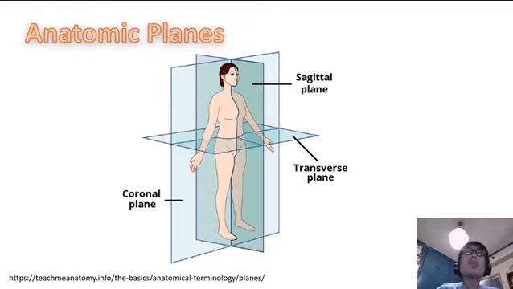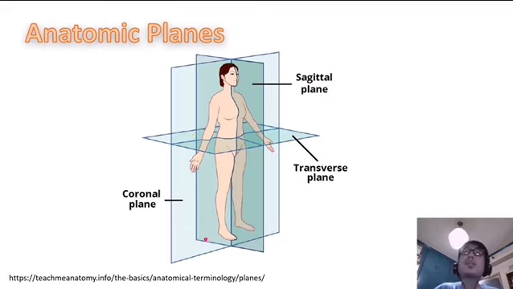Next, there are three so-called imaginary planes which run through the human body in the anatomic position. These are the anatomic planes. First, the transverse or horizontal plane is a plane that runs across the body. This is the most common cut used in CT and MRI scans.